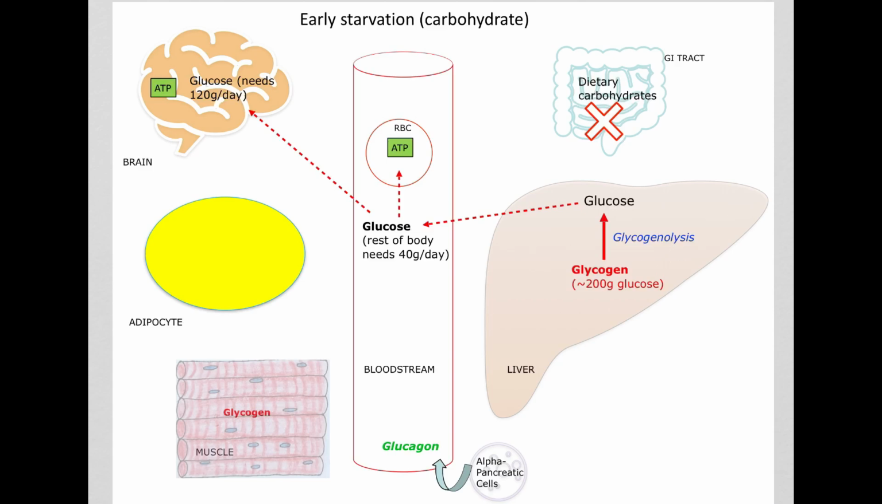Now, it's important to note that in the starvation state, our insulin levels are very, very low, and what rises is glucagon. So glucagon, which is secreted by the alpha pancreatic cells, starts rising as we enter from the fed state into the starvation, the early starvation state. So insulin levels go down, glucagon levels go up.